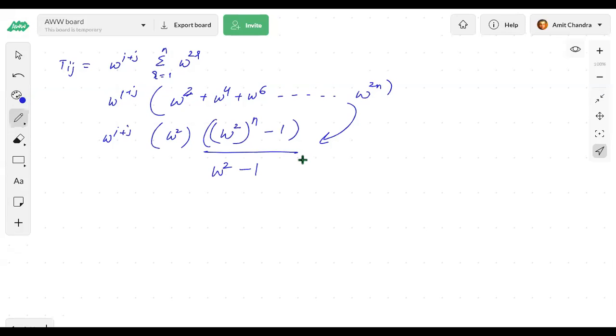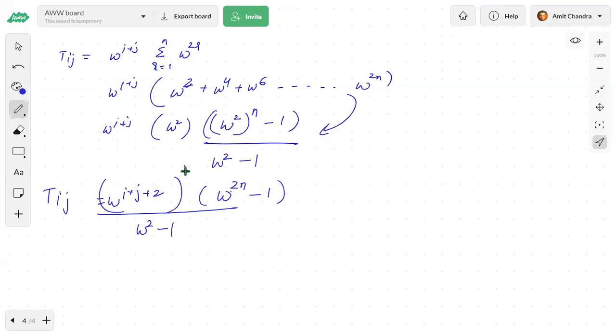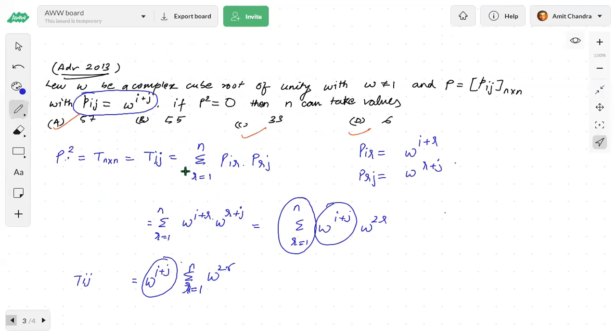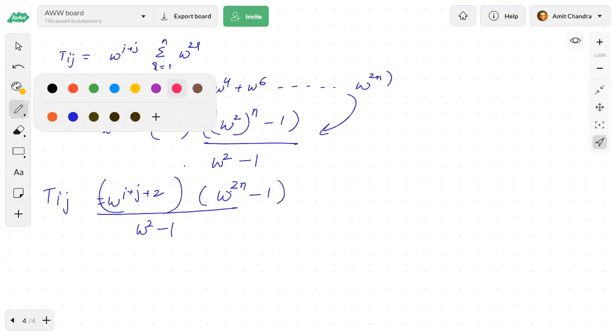Now see, if this is the sum of GP, this will be omega I plus J plus 2 divided by omega square minus 1, and this whole thing is multiplied by omega to the power 2n minus 1, right? So Tij are all these elements, right? Now see, for option E, they have also given that P square is a null matrix. That means each element should be 0 for different values of I and J.